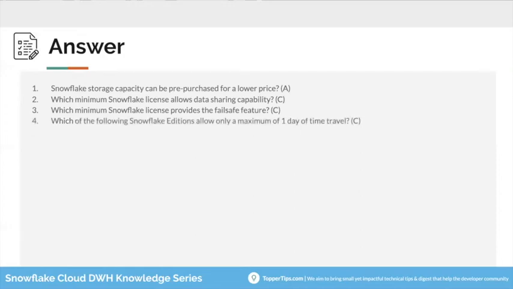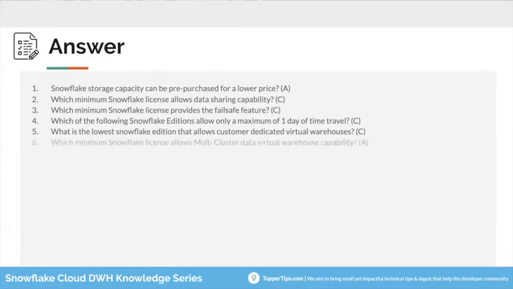Which of the following Snowflake editions allows only a maximum of 1 day time travel? That is standard. The rest of them have 90 days time travel. What is the lowest Snowflake edition that allows customer dedicated virtual warehouse? All the warehouses are customer dedicated. They are not shared with anybody else. So the answer is standard and above, everything has a dedicated virtual warehouse.